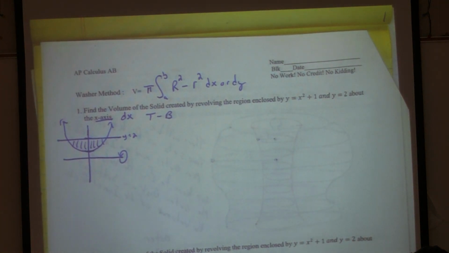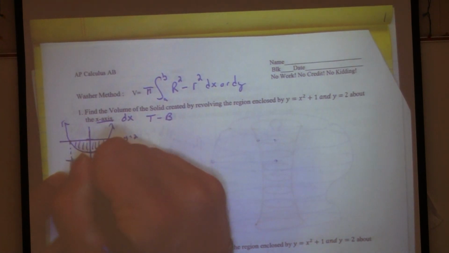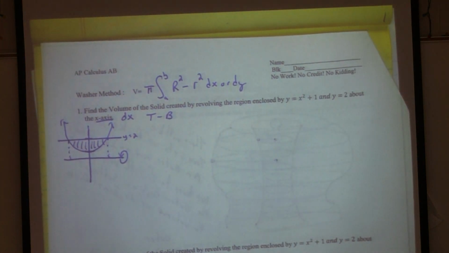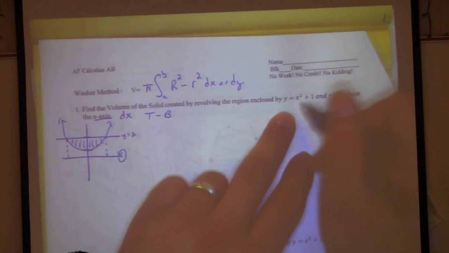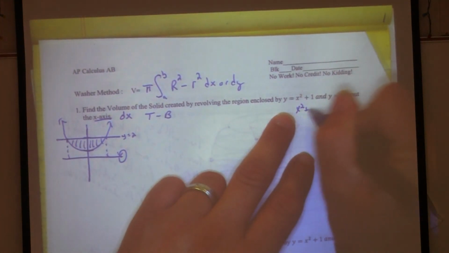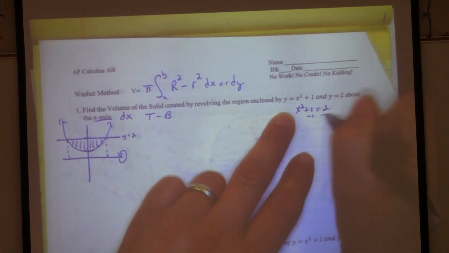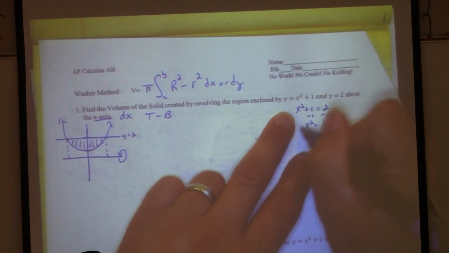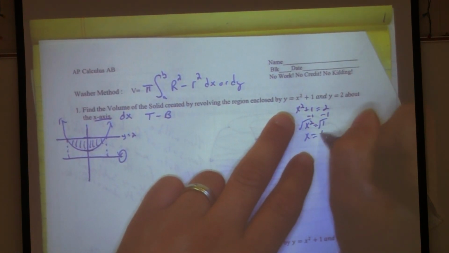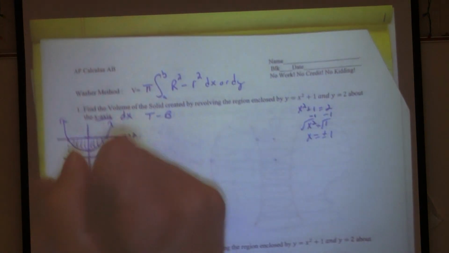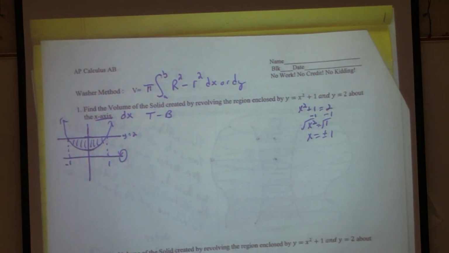Cool? Now if we're doing dx, we're going to need x values as our limits. So what do you think those x values would be? From where to where? What would we have to find? When they intersect y equals 2. We have to find out where they intersect, right? So how can I figure that out? Set them equal to each other? Minus 1, so x squared equals 1, square root, x equals plus or minus 1. So it is from negative 1 to 1.